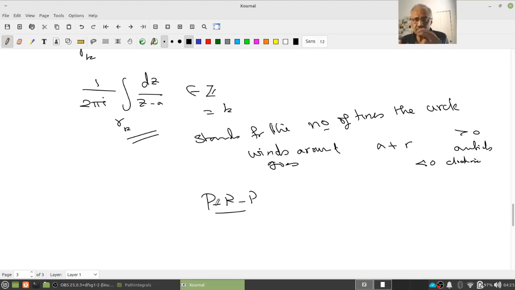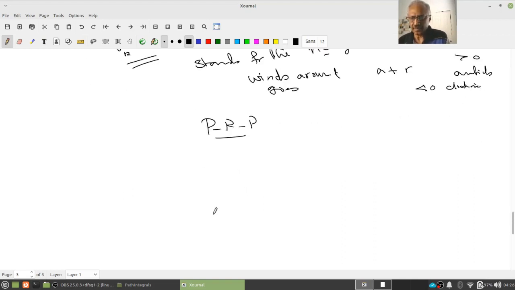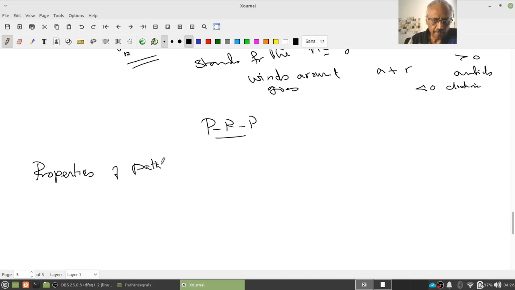And you should stop the video, take a pen and paper, and do it on your own. Okay, try. So the next thing we want to talk about is the properties of path integral. This property we will be using.